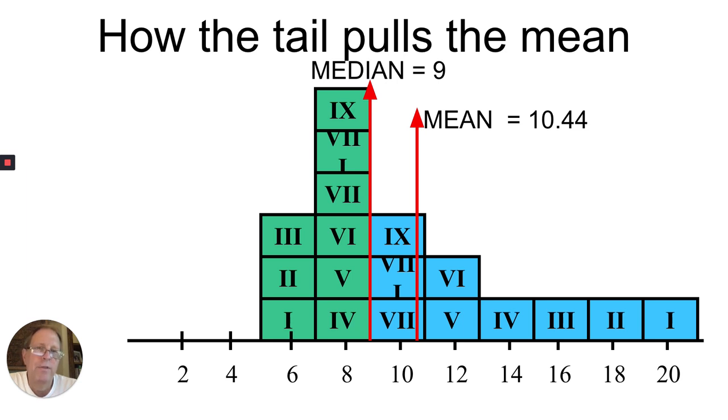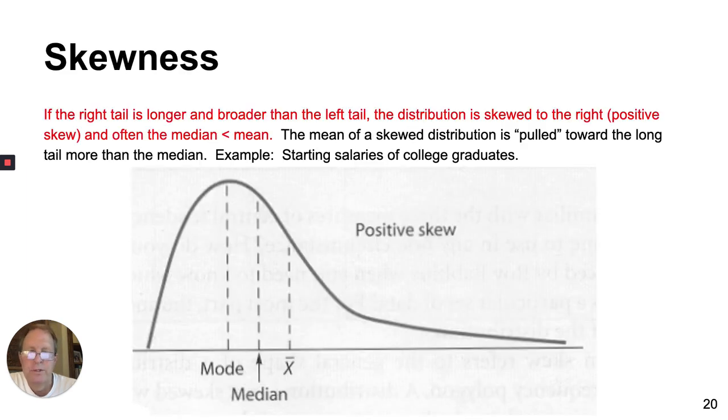But because now the distribution is skewed to the right, the mean is greater than the median. So if the mean is greater than the median, that suggests we have something that is skewed to the right. If the mean is less than the median, then we have something that is skewed to the left. Skewness.